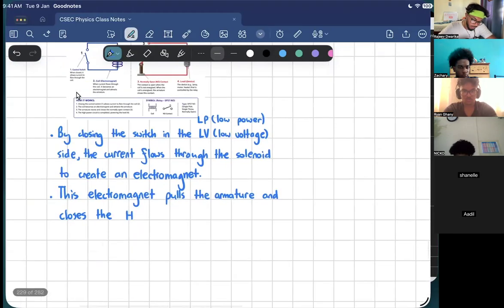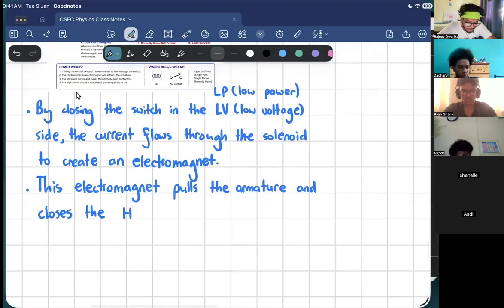Because, Chanel, do you want humans to actively close high voltage switches? No, sir. So your power relay there, all you have to do is flip a switch, but that's for the low voltage side. That's for the relay, right? Once you energize that part, it would pull the armature in the secondary side and that would close the circuit. So this electromagnet pulls the armature and closes the high voltage or high power circuit.